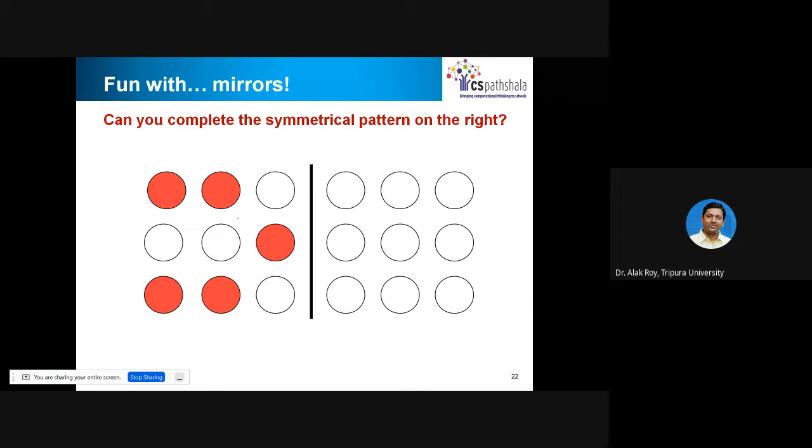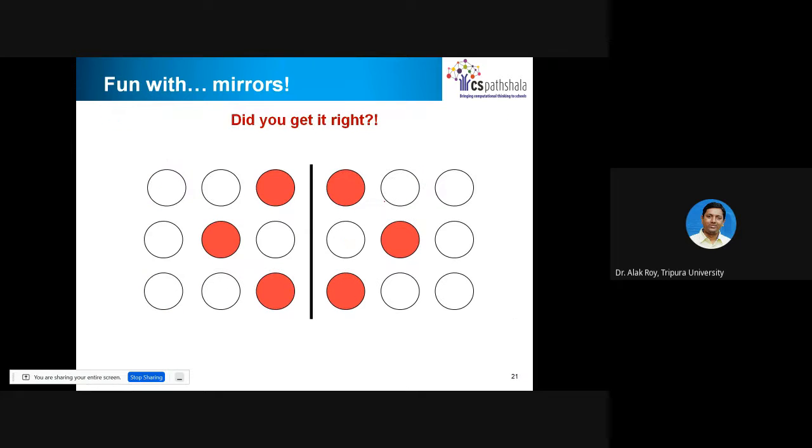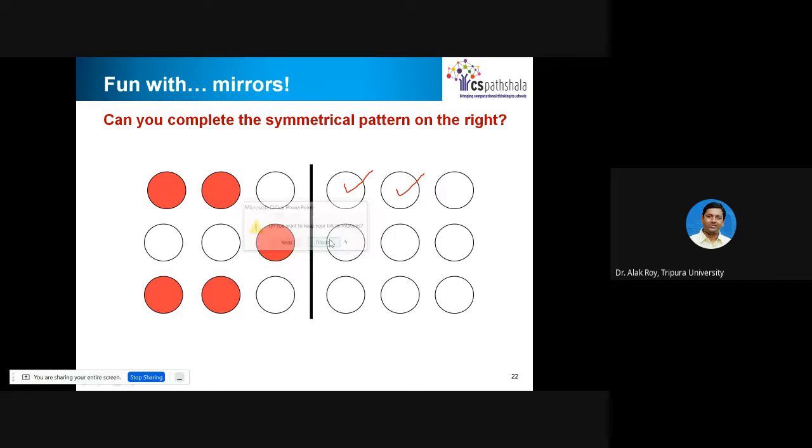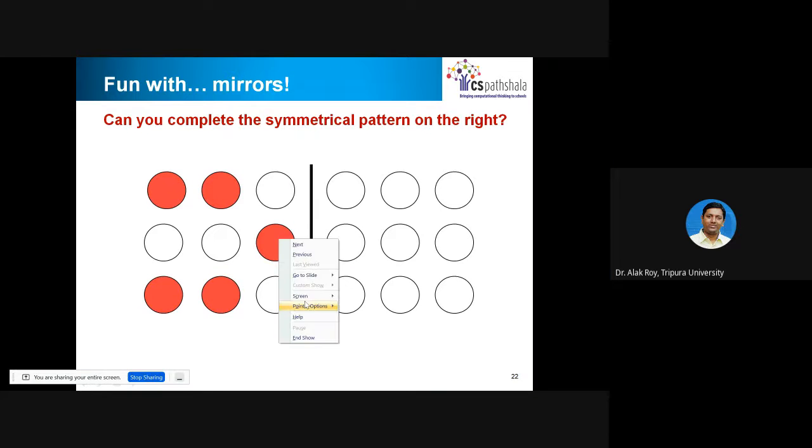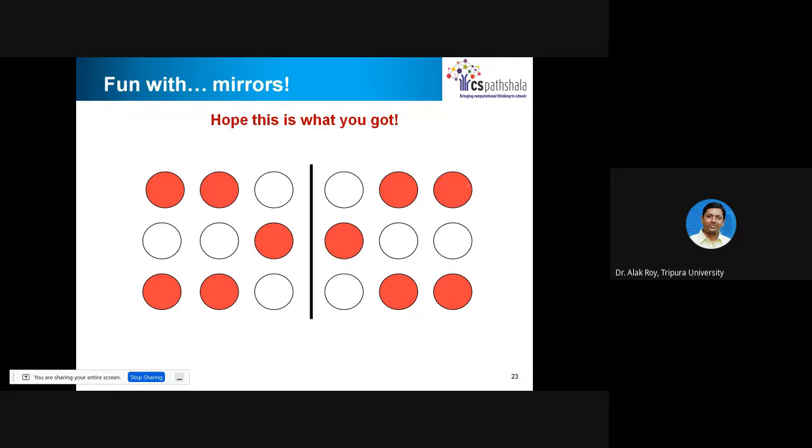Similarly, the color will be red for the first, second. Sorry, I made a mistake. What should be the answer? Since it is a mirror image, the color should be red here, then keep this similar, it will be red, and this will be red. Okay, so you should get the answer like this, a symmetrical image.